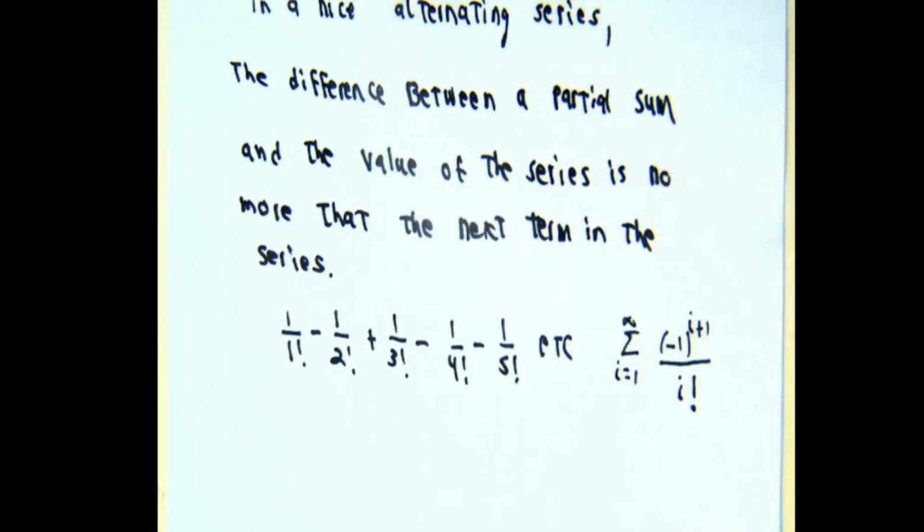For example, if you look at the sum I equals 1 to infinity, negative 1 to the I plus 1 over I factorial, the first few terms of which are 1 over 1 factorial minus 1 over 2 factorial plus 1 over 3 factorial, and so on. This is an alternating series. The individual a numbers get smaller and approach 0 as the index becomes large. This is a nice alternating series. I automatically know that it converges.